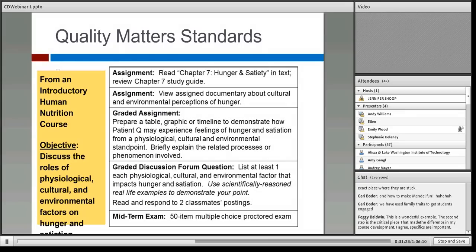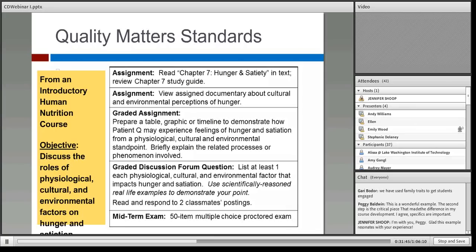So looking at the assignment, they're going to be reading some chapters that we're assuming are talking about hunger and satiety. Assignment is to view a documentary, so they're getting different learning modalities here. They're getting the videos, and they're also getting some text and study guide. And the graded assignment here is to prepare a table, graphic, or timeline to demonstrate how patient Q, this kind of made-up patient, so that's kind of the condition is new information here, may experience feelings of hunger and satiation from a physiological, cultural, and environmental standpoint. Briefly explain the related processes or phenomenon involved. So that graded assignment really does get at that objective.